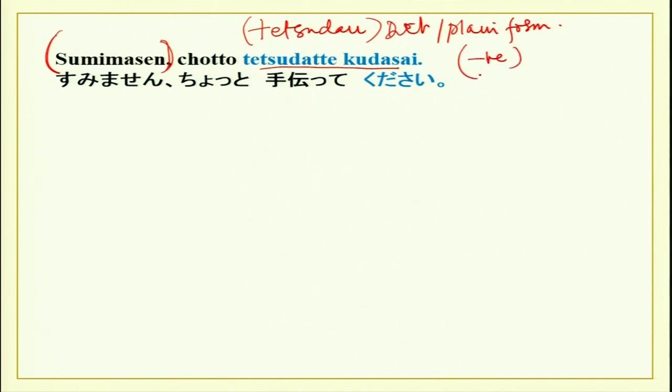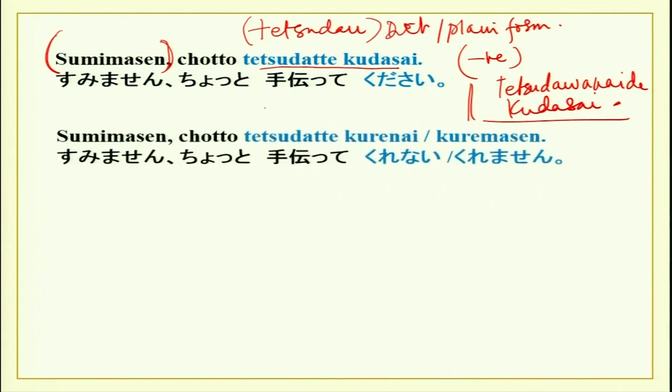Or you can also do it in the negative. You can say sumimasen tetsudawanai de kudasai. Maybe you are angry with the person. Maybe you do not need help. Maybe you are not on very good terms with the person, so you do not want to interact with the person. So you can say sumimasen tetsudawanai de kudasai. Please don't help me. I mean, these are just situations I am telling you. Well, nobody uses this, but yes, you can make it in negative as well with kudasai.